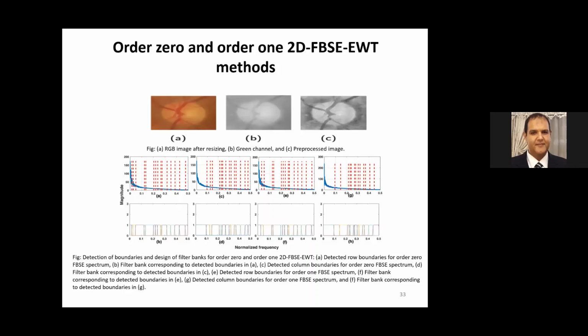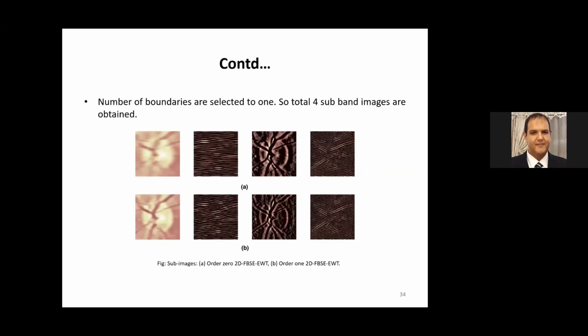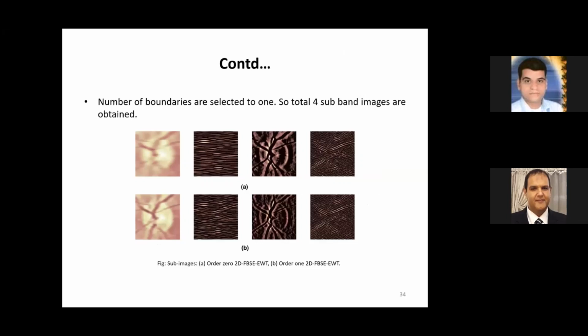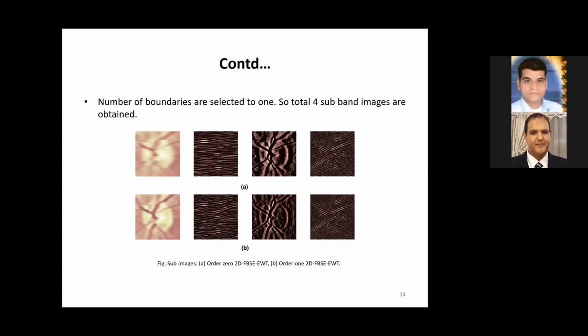So you can see the detected boundaries and designed filters in this figure, where you can nicely see the average row spectrum for the 0 order and 1 order FBSEWT method, with the detected boundaries and designed filter bands. And these are the separated subband images using the 0 order two-dimensional FBSEWT method in the first row, and the second row shows the 4 subband images obtained using the two-dimensional FBSEWT method when you are using first order Bessel functions. Then we have also used the scale concept.